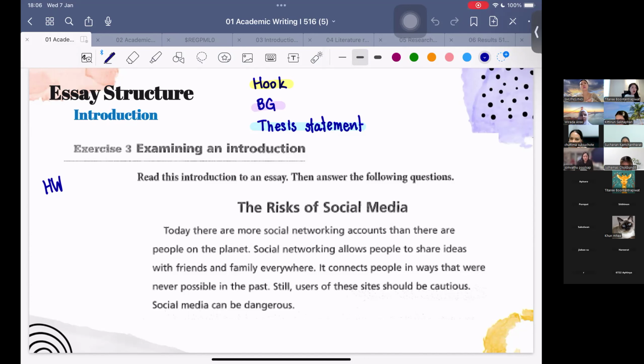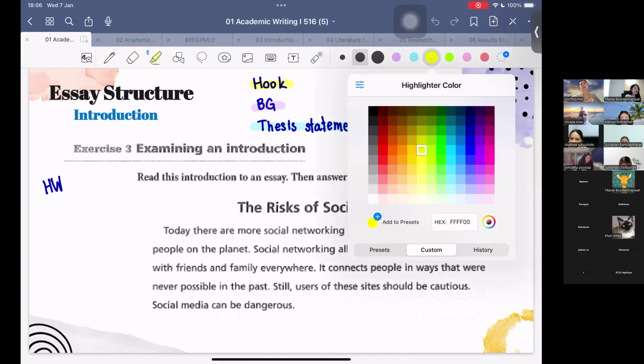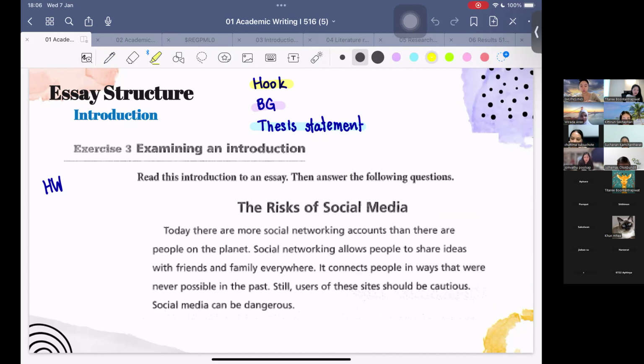So for this one, having identified the hook, which I think should be clear and simple, the hook is the first sentence, the one that says that today there are more social networking accounts than there are people on the planet. The topic is about social media, clearly. And this is just one statement, one sentence for the hook.